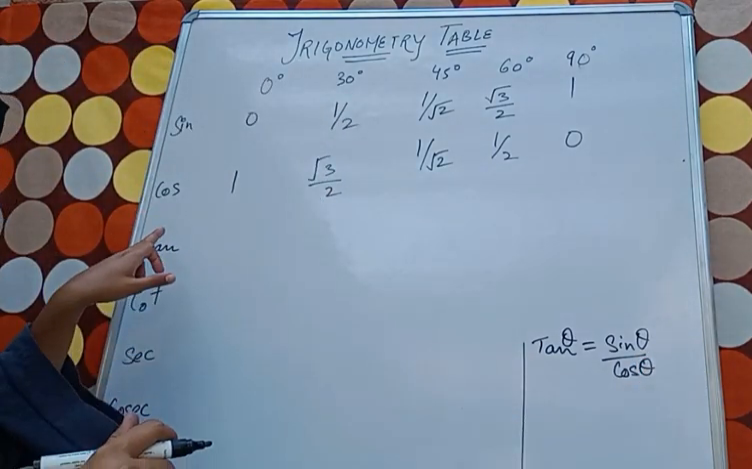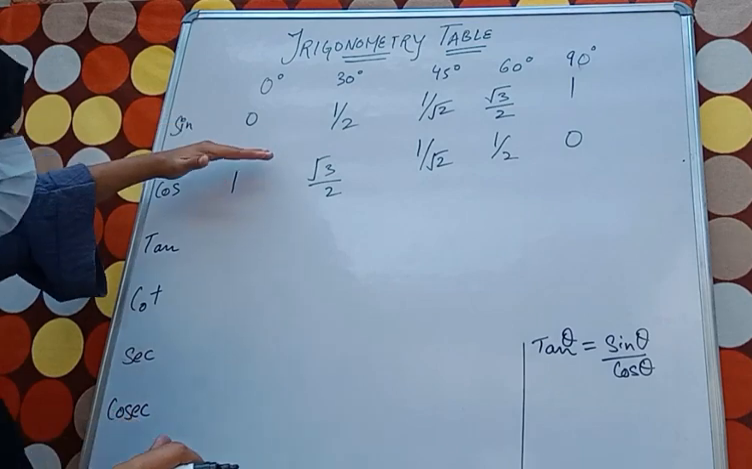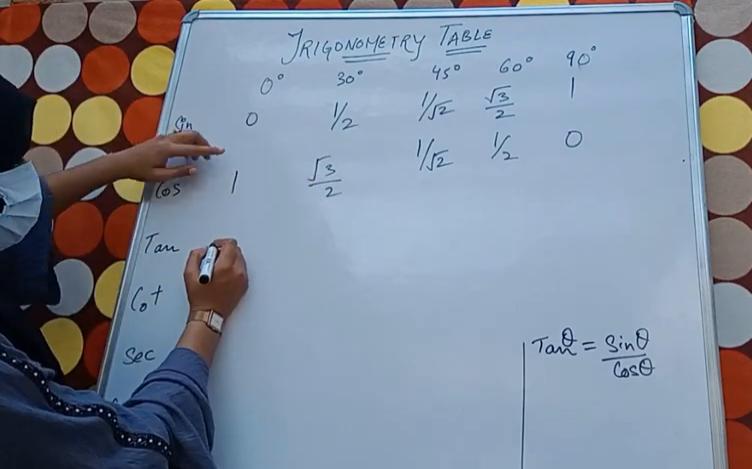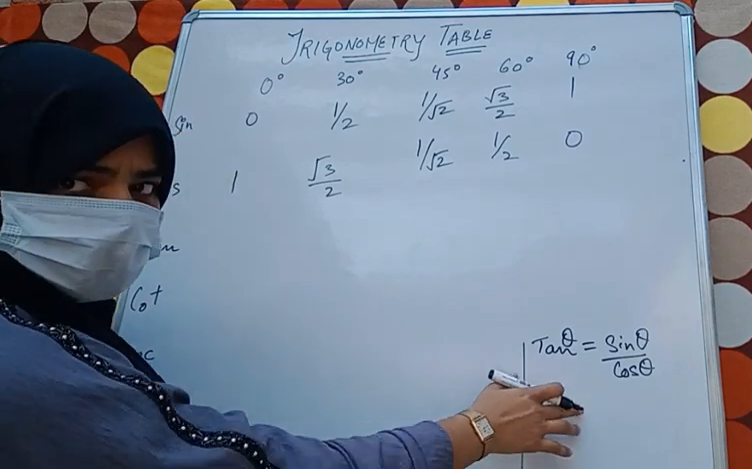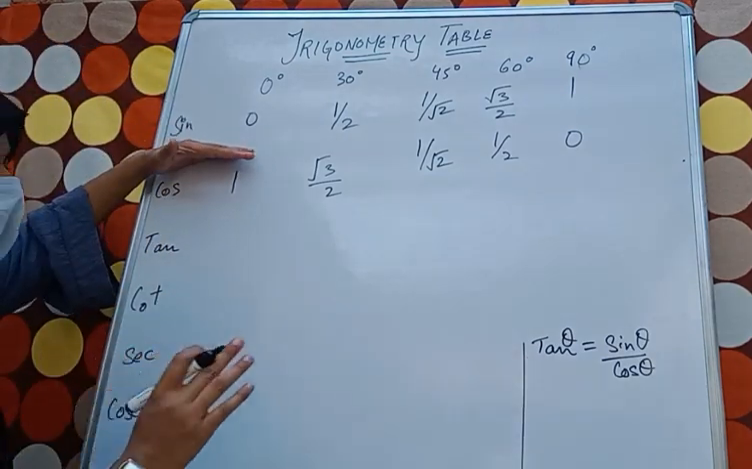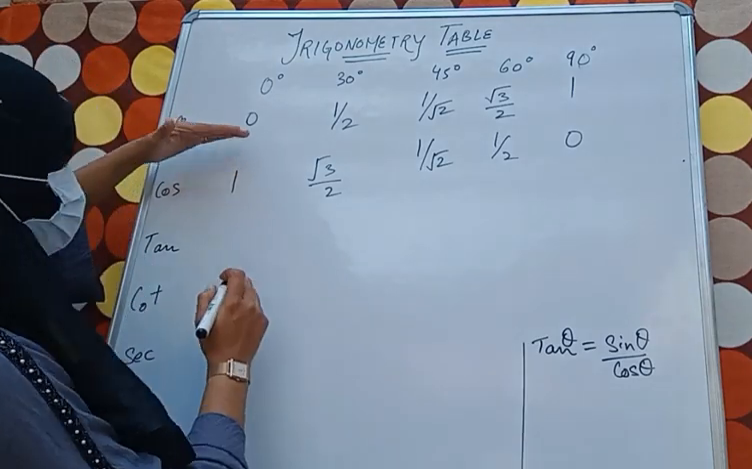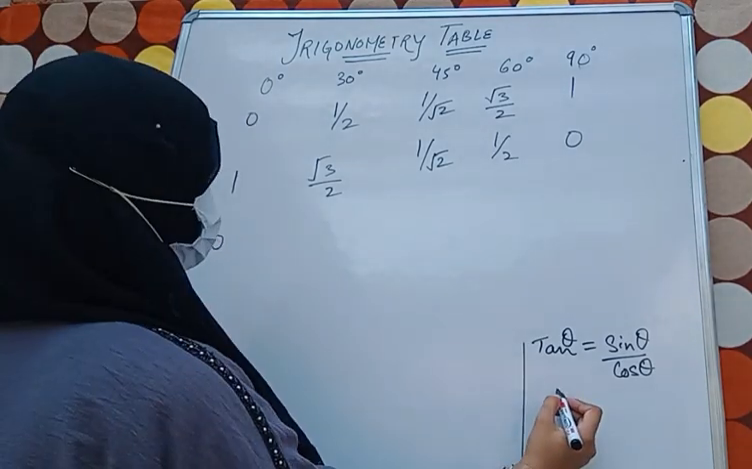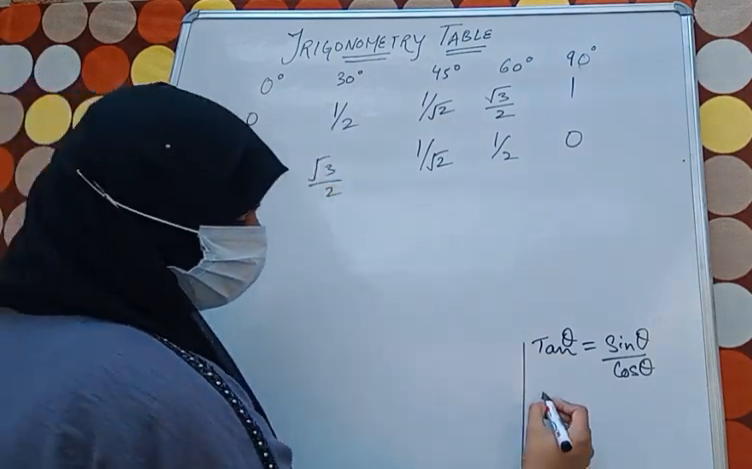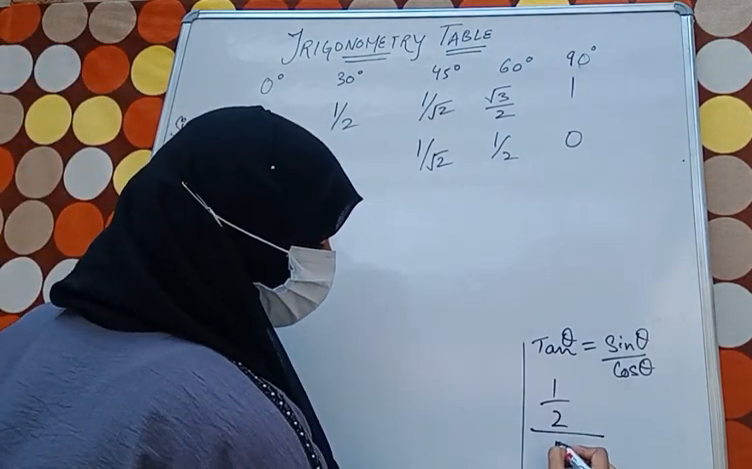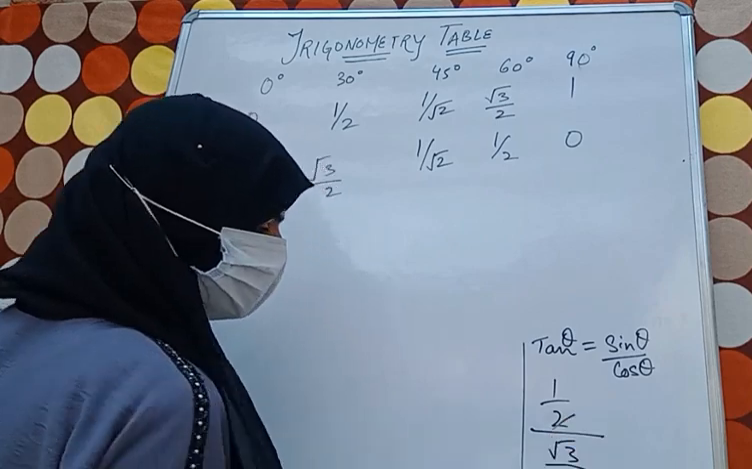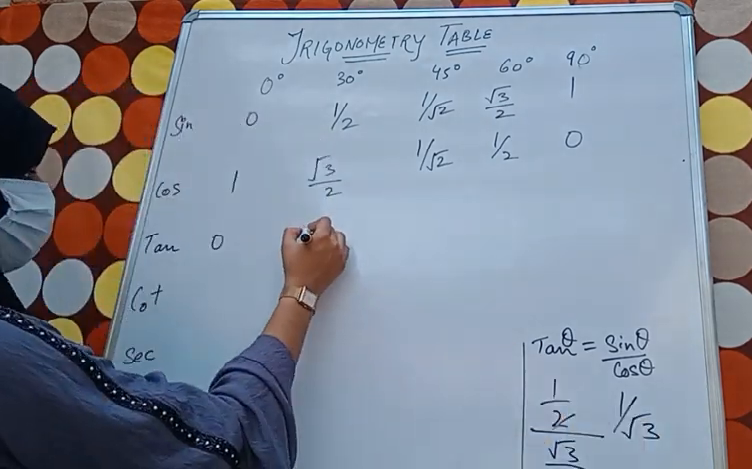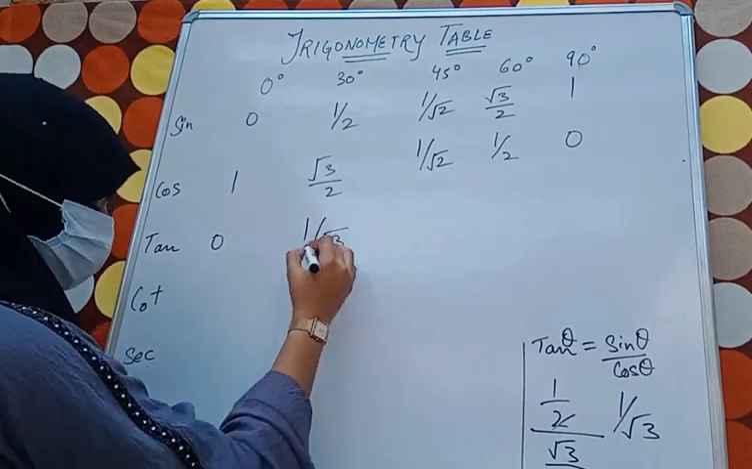See what I told you: when 0 is in the numerator, the value will become 0. So we don't have to do working over here. We will do it here directly, and if we need some space, we will do it here. So 0 divided by 1 gives 0. Now 1 upon 2 divided by root 3 upon 2, the 2 will be cancelled, and it will become 1 upon root 3.